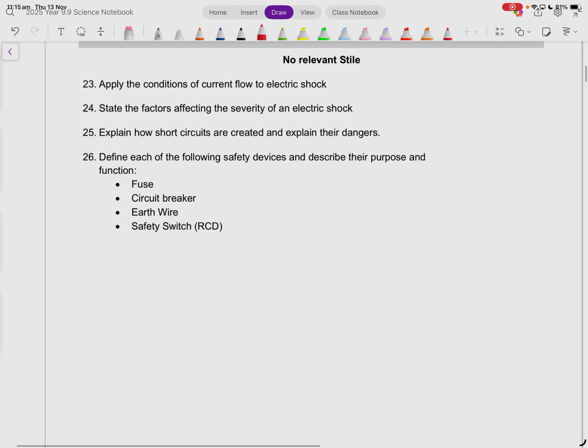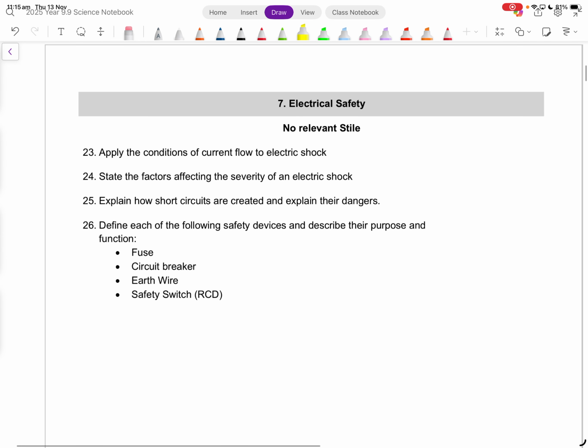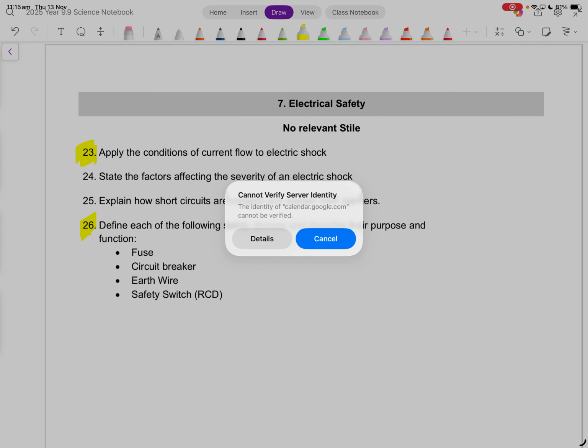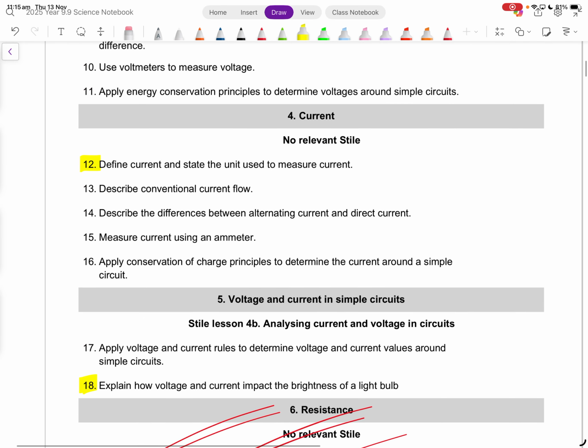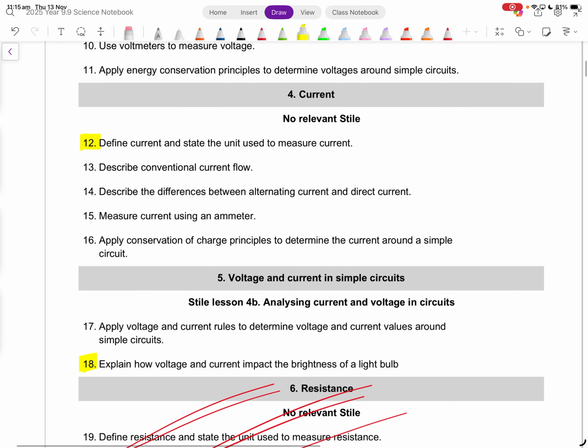After that, we do need to talk a bit about electrical safety as well. So we will go from 23 down to 26. Obviously, this is a short lesson today, given the short recess. So what we're going to do is go through each of these and try and define them and go really quickly.